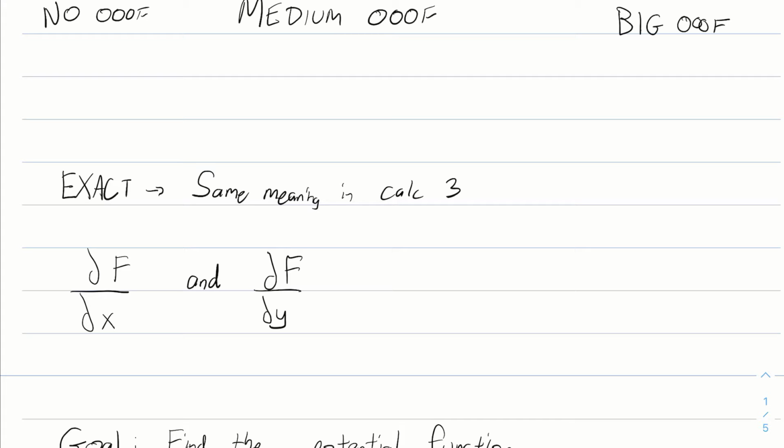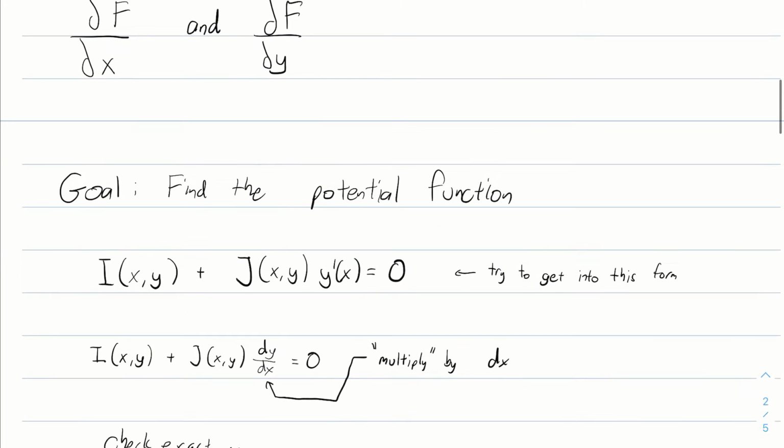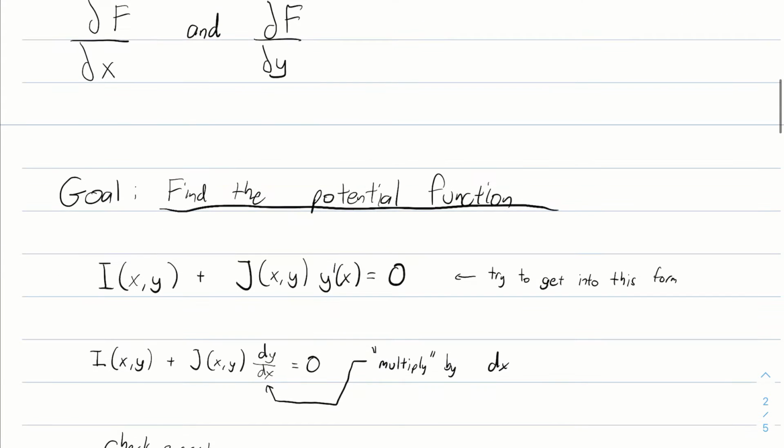The function that would give you these partial derivatives is called the potential function. And that's basically the goal with exact equations: find the potential function. So the general form here is, you've got some function I of x and y, then you've got some function j of x and y multiplied by y prime equal to 0. That's the general form. And if you don't have that, then try to get into that form to see if it could be an exact equation.